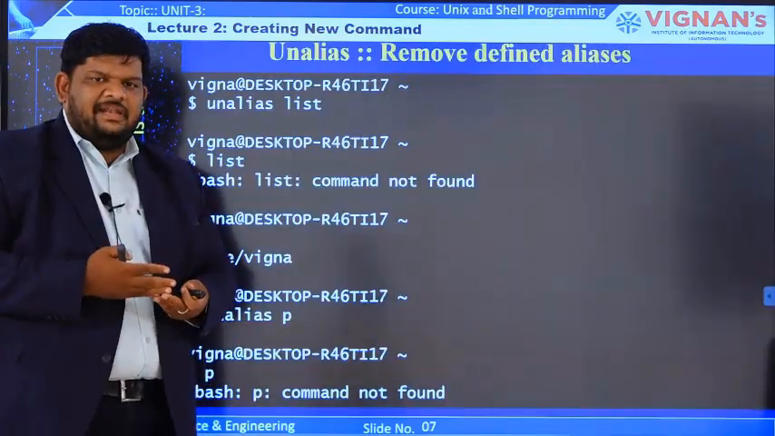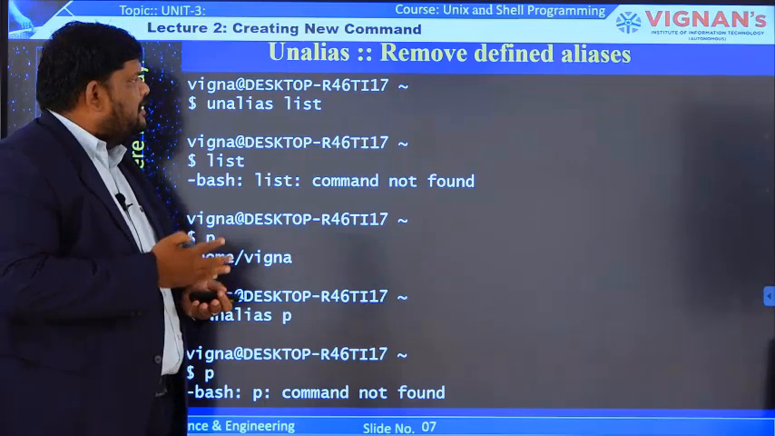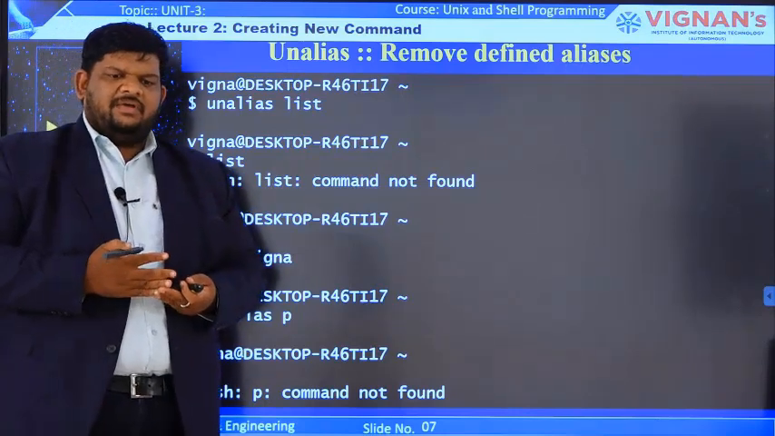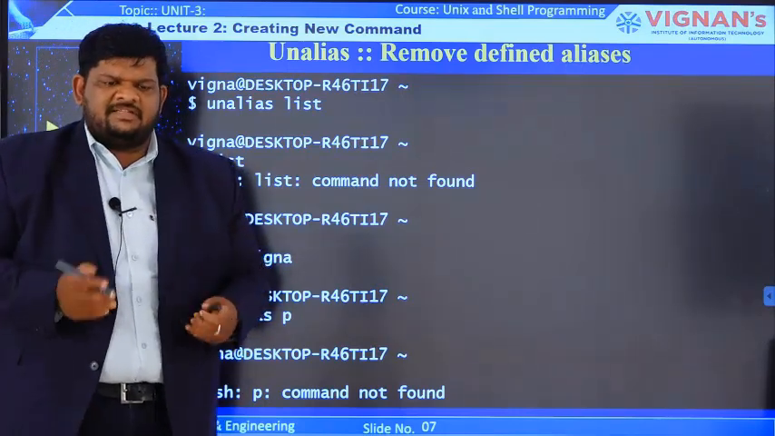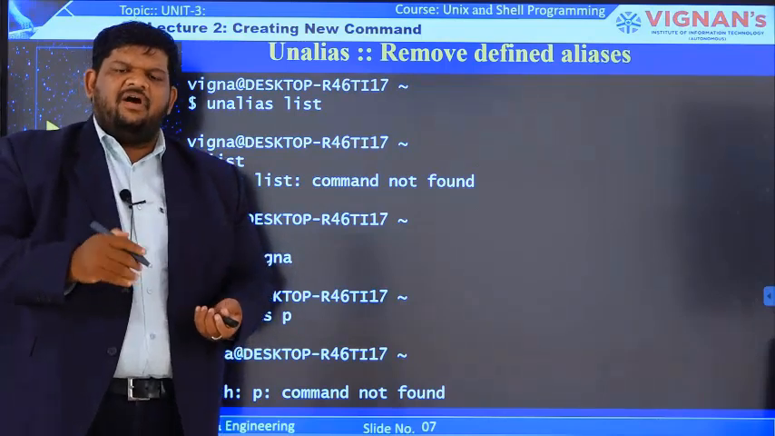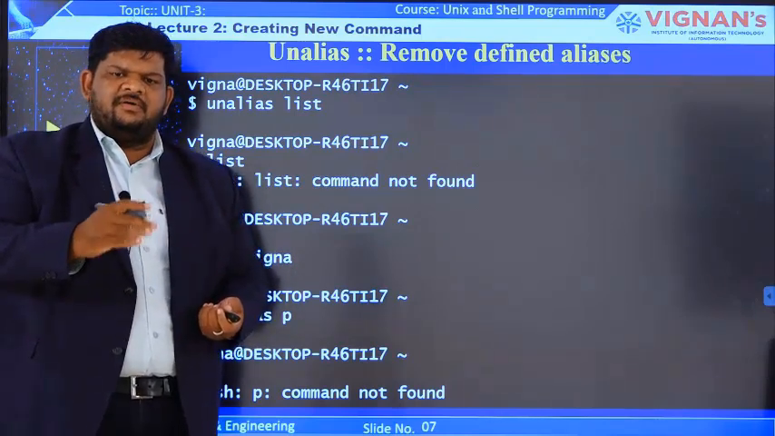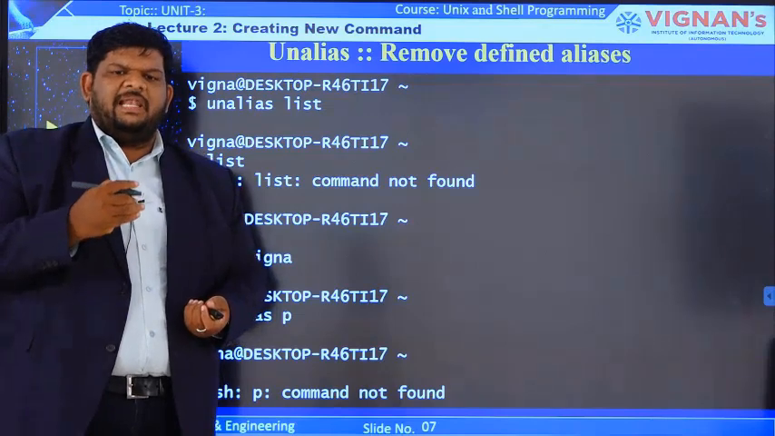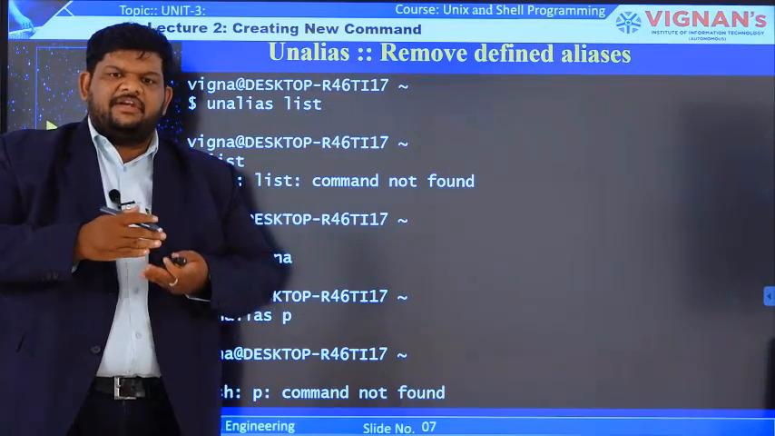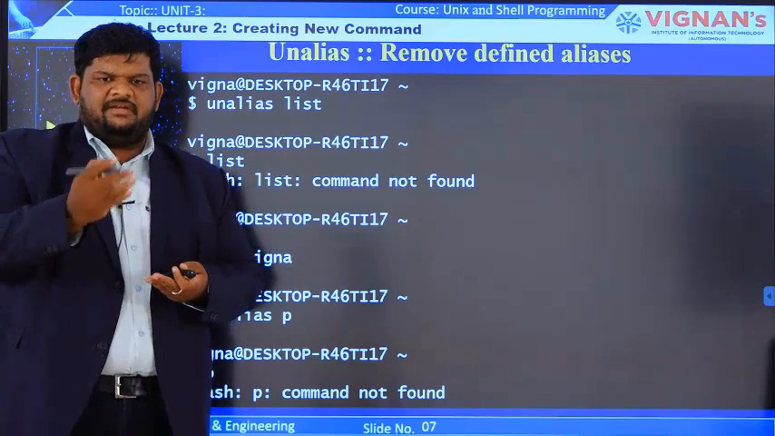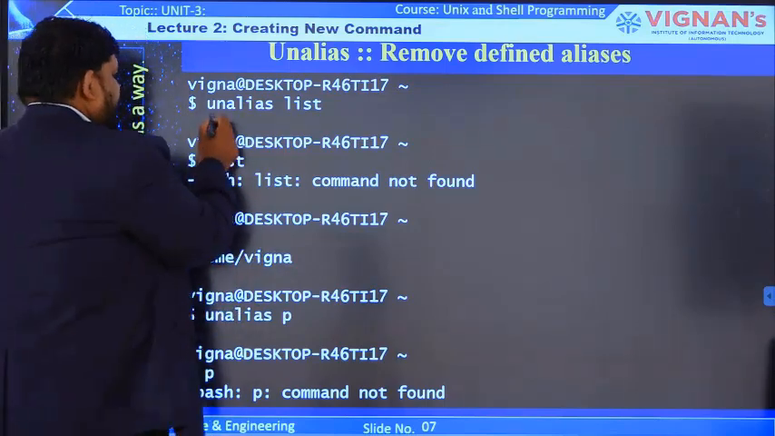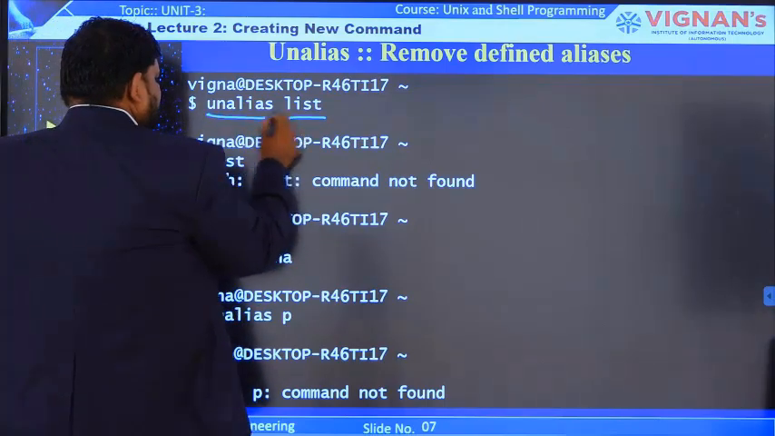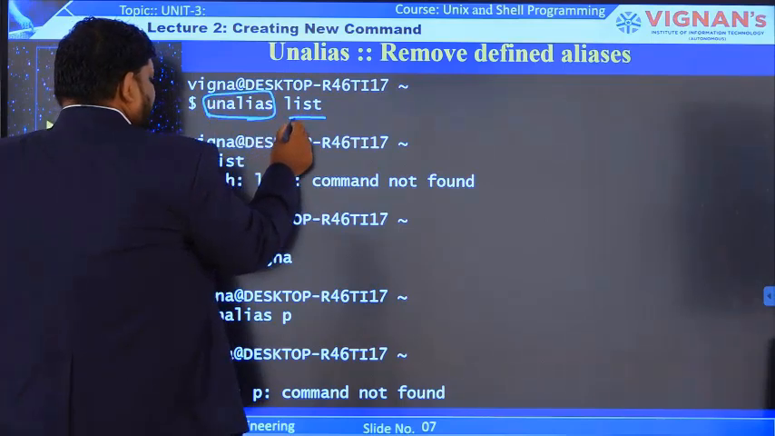Now coming to unalias, unalias is nothing but removing defined aliases. Based on requirement I created an alias, now I don't need it, I want to remove those duplicate names or those aliases. With the help of the unalias command we can remove the alias that we created. Now the syntax is unalias space list. This is the command, unalias space list.